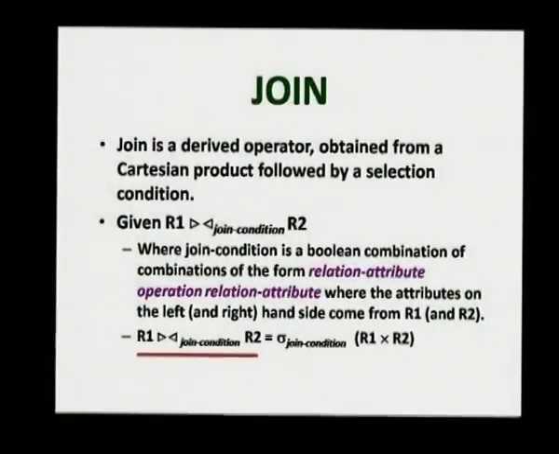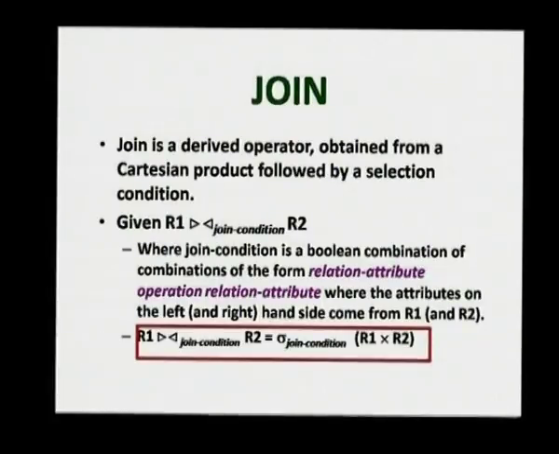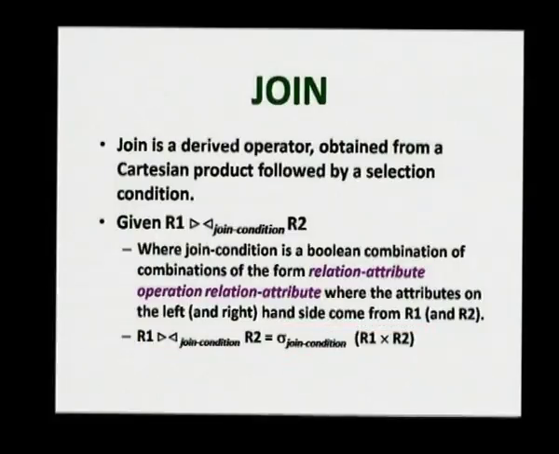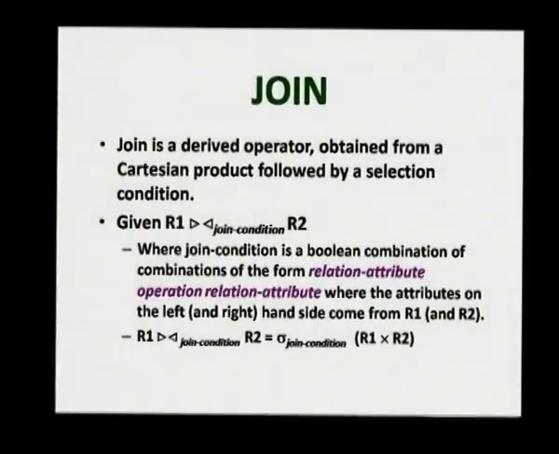So, for example, R1 join condition R2. This is equivalent to R1 into R2, which is the Cartesian product, and this join condition is the condition we specify with a Boolean expression. So, this join can be specified with the combination of select and the Cartesian product. We will go into detail about that later.